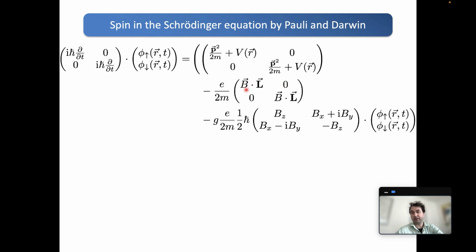Now we can add magnetic fields, and the magnetic field acting on the orbital angular momentum is the same for spin up or spin down. So again, this is an identity matrix, but the magnetic field interacting with the spin of an electron now becomes off diagonal because the x and the y components are actually given by the Pauli matrices, and these are purely off diagonal on the basis of spin up and spin down quantized in the z direction. So this is now a matrix representation of the Schrödinger equation, including spin, by Pauli and Darwin.